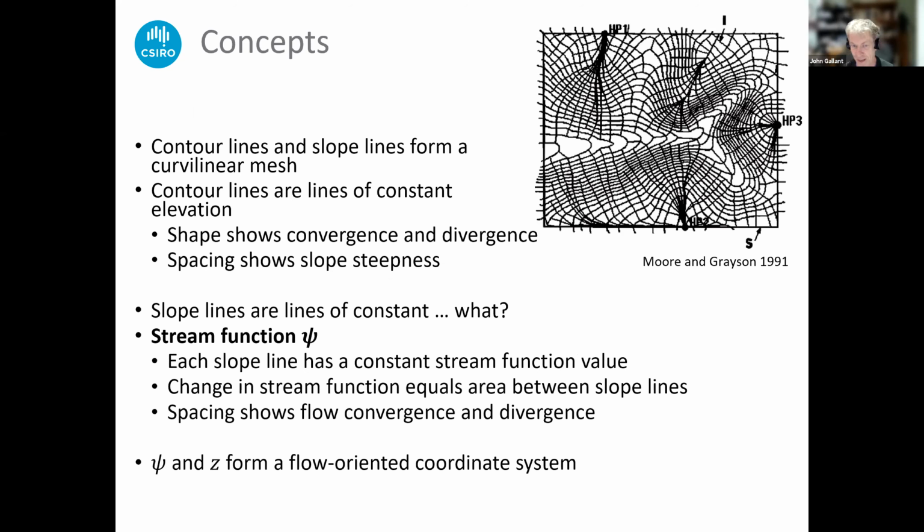It turns out that you can actually assign a useful constant value to each slope line, which is a thing I call the stream function. So each slope line has its own unique stream function value. The stream function is defined in a way so that the area between slope lines equals the change in stream function between those lines. And the spacing between the slope lines essentially shows information about convergence and divergence. Now, once you've created this stream function map, which I denote using psi, stream function and elevation actually form a flow-oriented coordinate system.